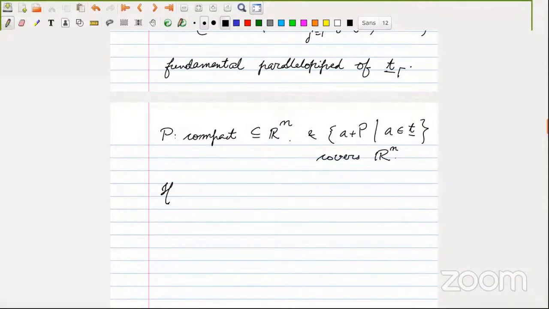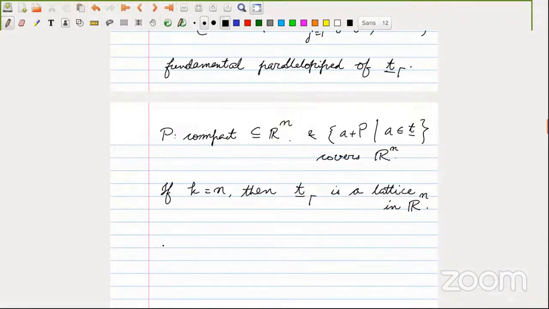Okay, so let us make this. If k equals n, then this T underline gamma is a lattice in R^n. Does this remove some of your doubts?